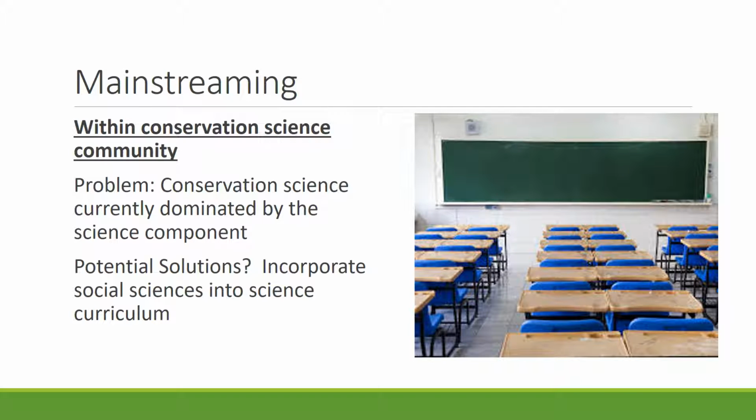Lastly, I would like to talk about mainstreaming the social sciences into our conservation. So, the first is mainstreaming within the conservation science community. What is the problem that we currently face? The problem is that conservation science is currently dominated by the science component rather than the social component. What is a potential solution? We can incorporate social sciences into our science curriculum so that we don't see them as opposing fields.